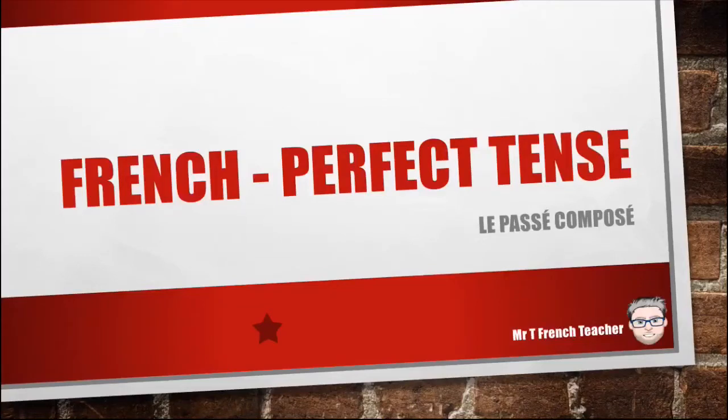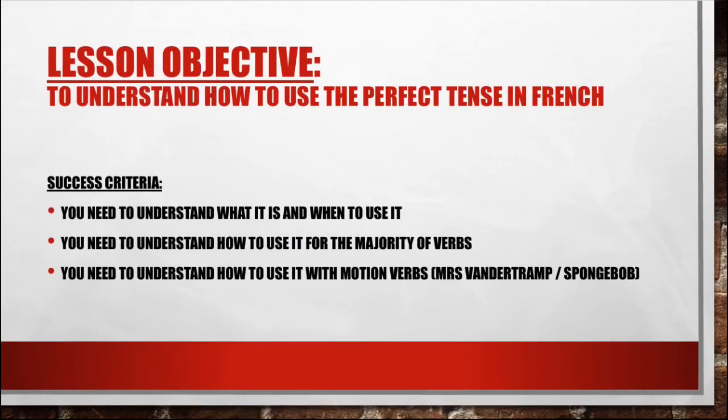Hi guys, today's lesson is on the perfect tense, which is obviously a French tense, and it's also called le passé composé. So the objective for today's lesson is to understand how to use the perfect tense in French, and we'll be looking at specifically three things. So we'll be looking at what it is and when to use it, how to use it for the majority of verbs, and then we look specifically at the ones we called motion verbs, as it works a bit differently.